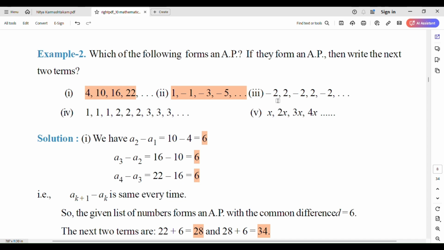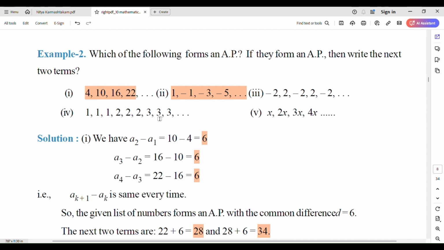Okay. Similarly, -2, 2, -2, 2. Here you see the common difference between these two is 2 minus of -2, which is 4. Okay, plus 4 I am doing, but here I am doing minus 4. 2 minus 4 is -2, correct? So the common difference is -4. So this is not in arithmetic progression, definitely, right? This is not in arithmetic progression.